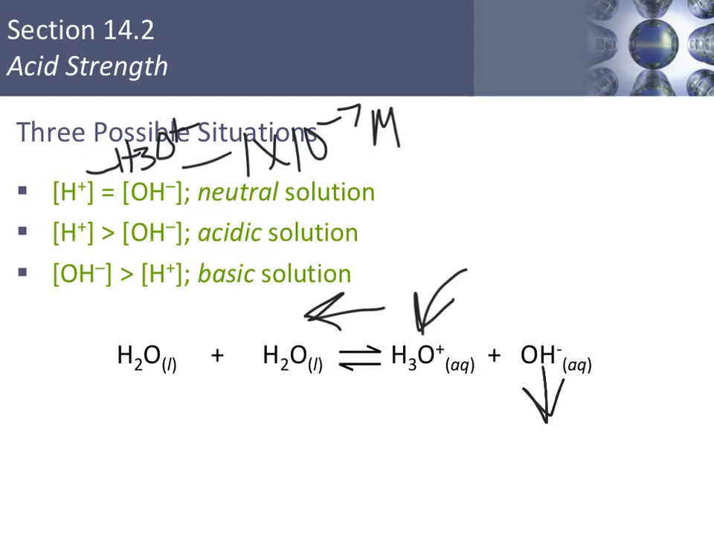For a basic solution, you will be adding hydroxide. The reaction will, again, shift left to react that hydroxide. In the process, it also decreases the amount of hydronium or hydrogen ion, and you end up with more hydroxide than hydrogen ion in a basic solution.